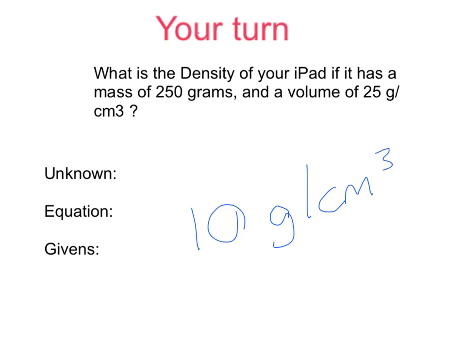Density is fairly easy, but it is on the 8th grade science STAAR, so it's something you want to pay close attention to and know how to work. Please put this in your science vocabulary area of your binder.